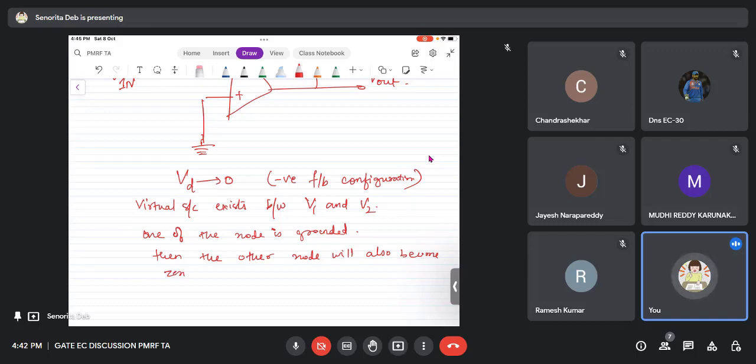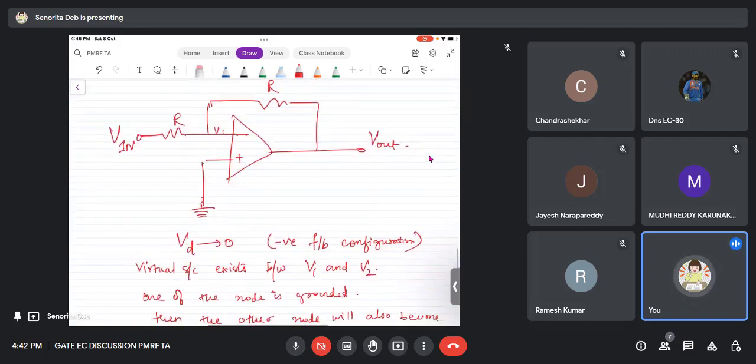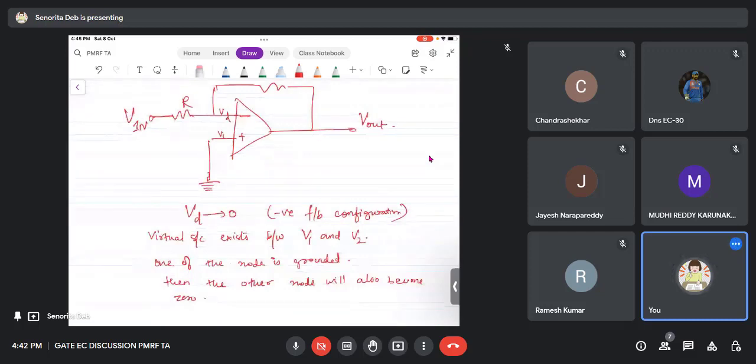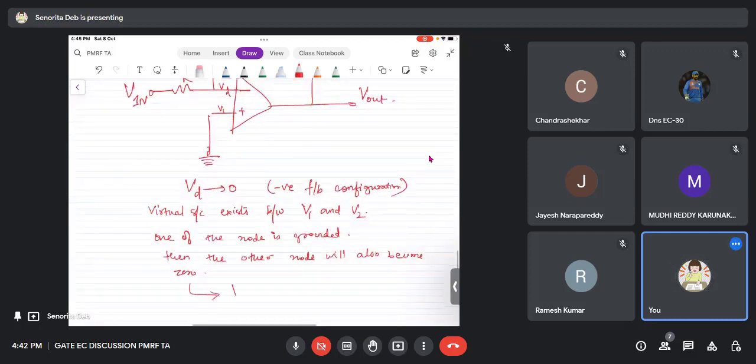So what I'm saying is that there is a virtual short circuit between V1 and V2, and when I ground V1, I virtually ground V2. So this is what virtual ground is. I hope this is clear. So virtual ground is only applicable for negative feedback configuration. It is not applicable for positive feedback. In positive feedback, the virtual ground concept cannot exist because there is no virtual short circuit. In that case, VD will go away from 0. It can never go towards 0.